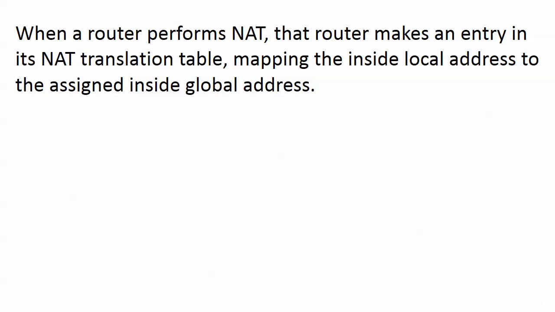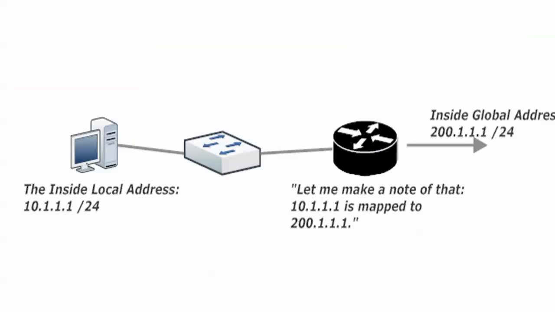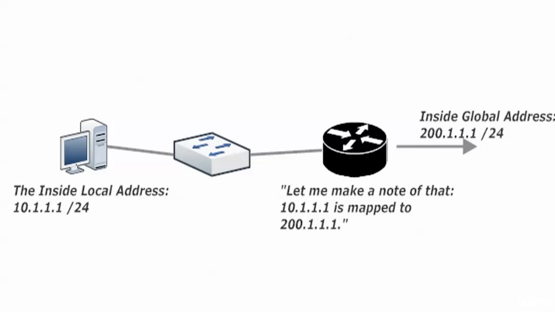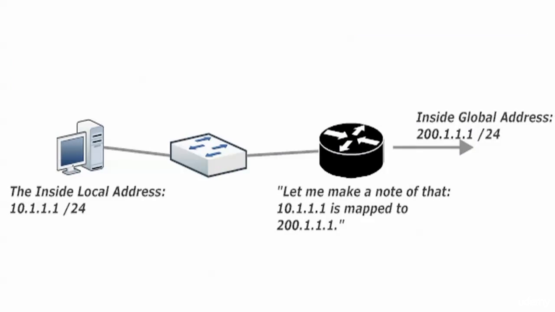Now, the rest of this will all seem straightforward and simple about what happens when NAT is performed. When a router does that, it makes an entry in its NAT translation table, and it maps the inside local address to the assigned inside global address. And when we're configuring static NAT and dynamic NAT, you'll see exactly how that assignment takes place. But this is what's going on. Apologies for being a little off center there. What happens is that the router simply says, okay, let me make a note of that. I'm going to map 10.1.1.1 to 200.1.1.1. And it doesn't just pull those out of the sky. We configure the addresses that are to be mapped and that are to be translated. And you'll see how when we do our 2 labs.